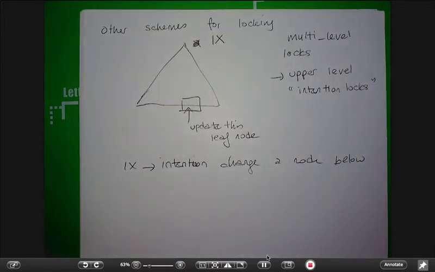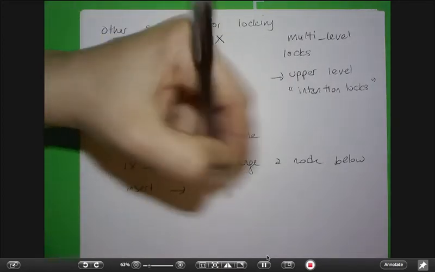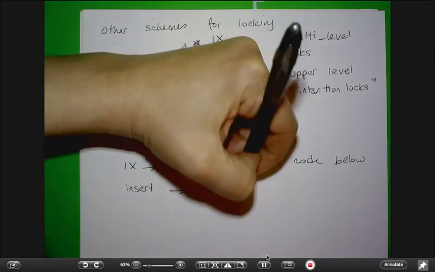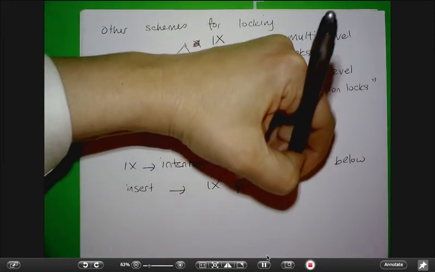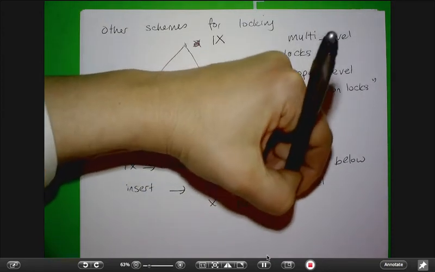So an insert operation is an intention to change the upper level, and then whatever leaf node you change, you're going to lock that with an X, right? So, for example, if you have an insert, you're going to use IX for the upper level, and X for the leaf node being changed.